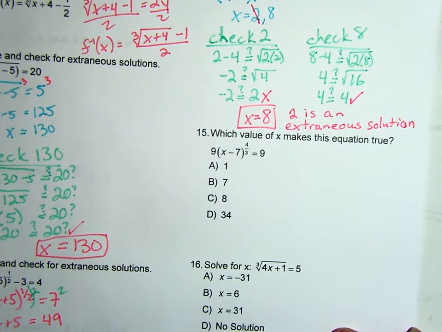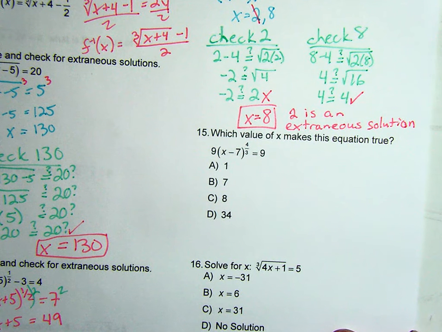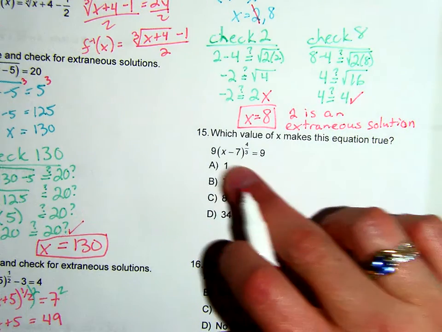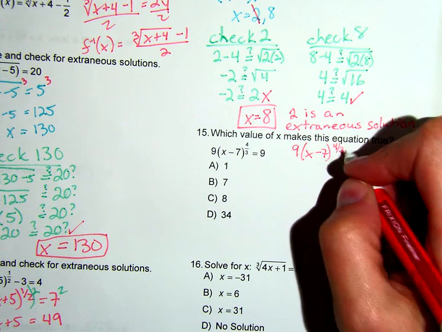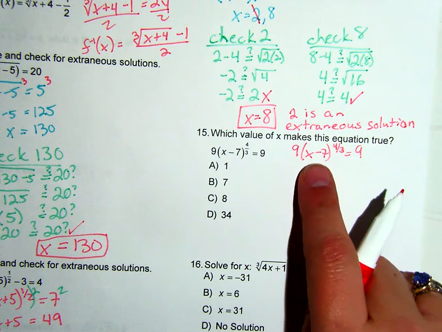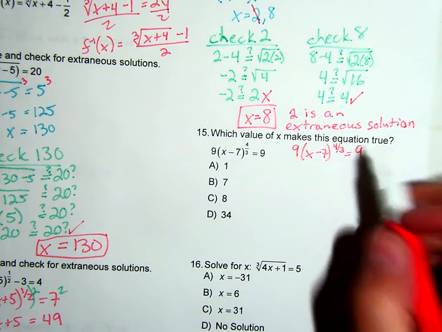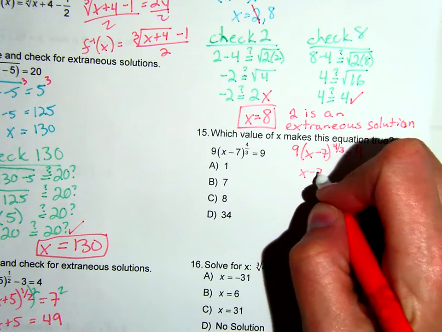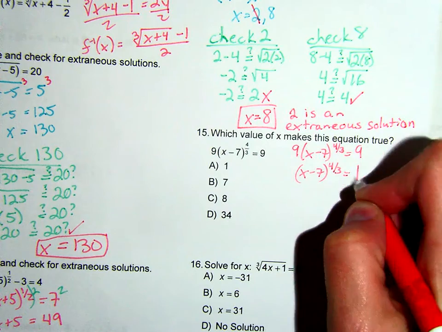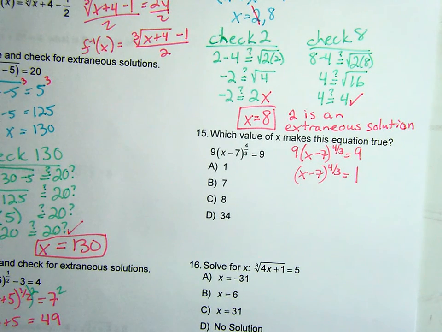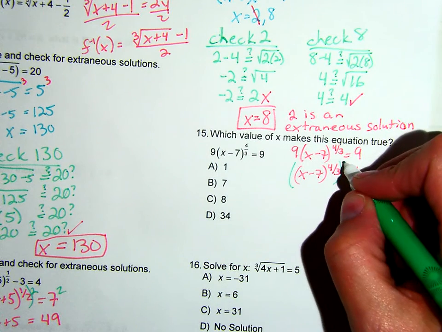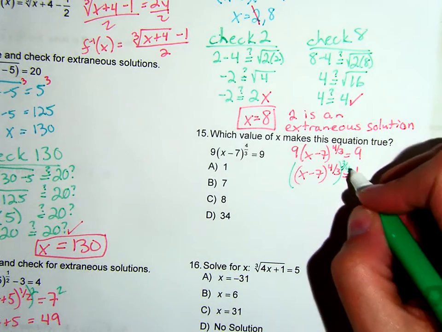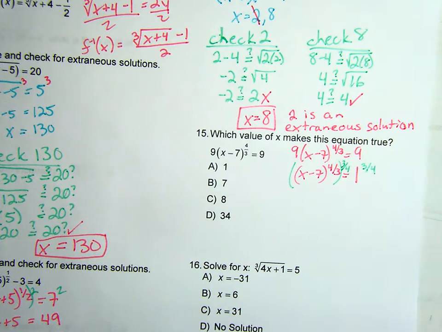Number 15. Which x value makes this equation true? So we can solve to see. So we have 9x minus 7 to the 4/3 power equals 9. First, I'm going to get rid of the 9 because this is really a root of 3. I divide by 9, I get x minus 7 to the 4/3 equals 1. To get rid of that 4/3 power, I want to multiply to get it to be 1. So to get 1, I would have to multiply by its reciprocal, 3/4. If I do it over here, I have to do it over there.